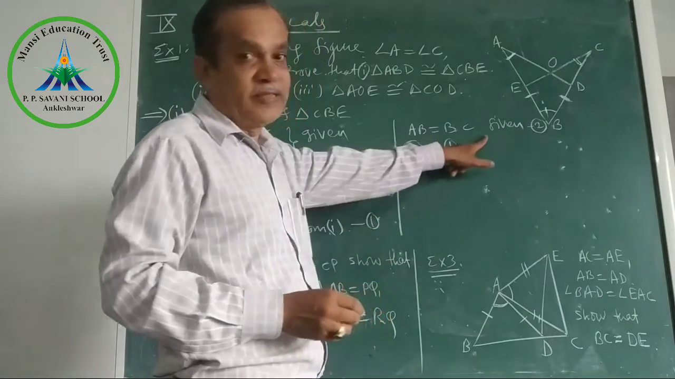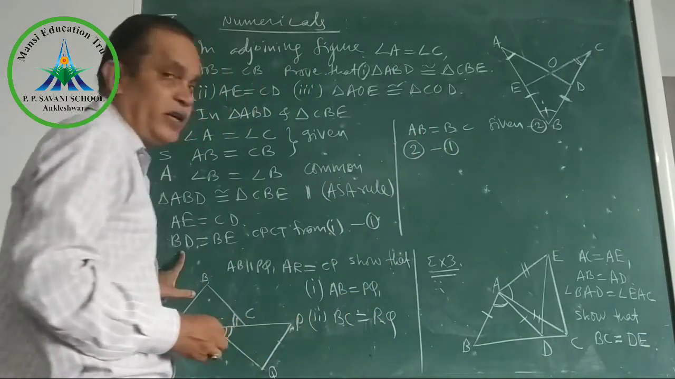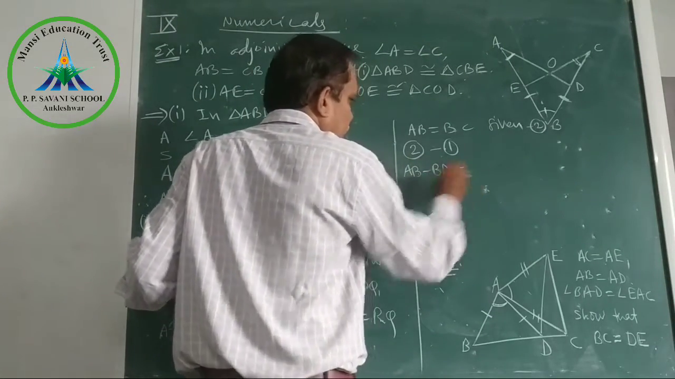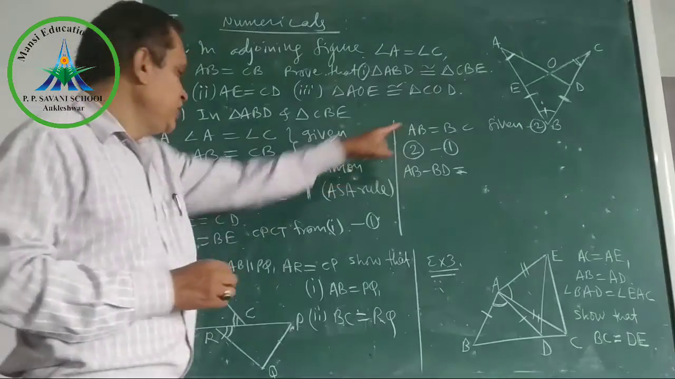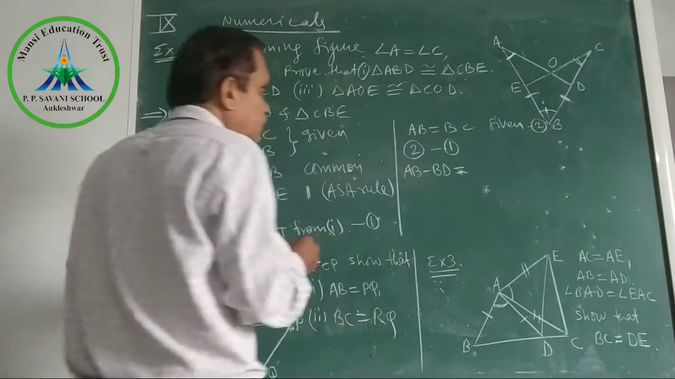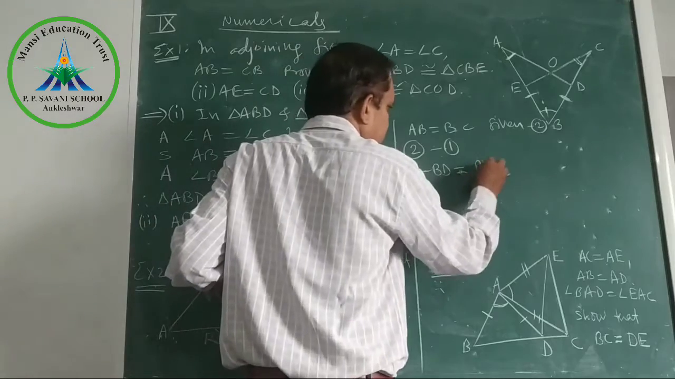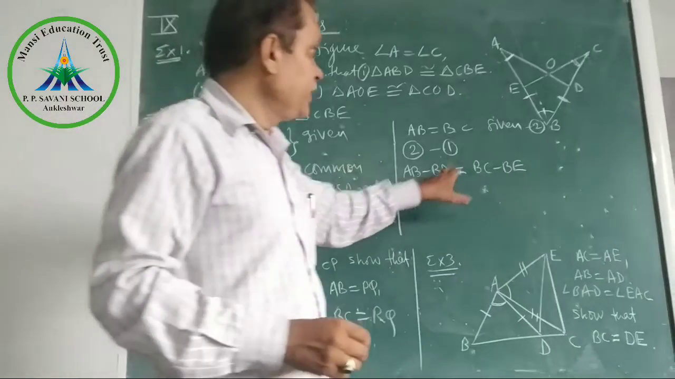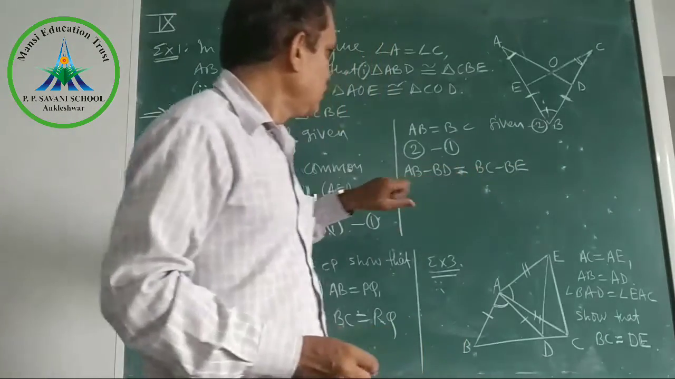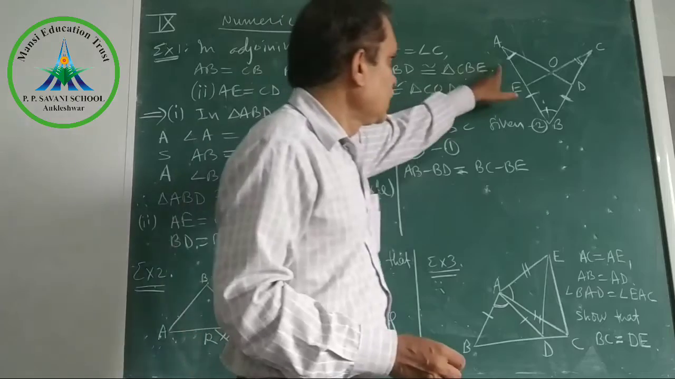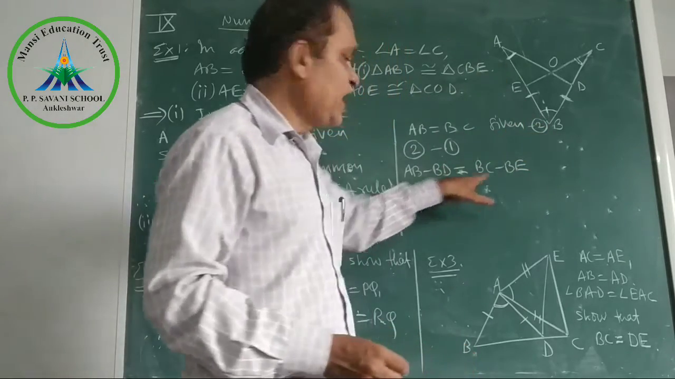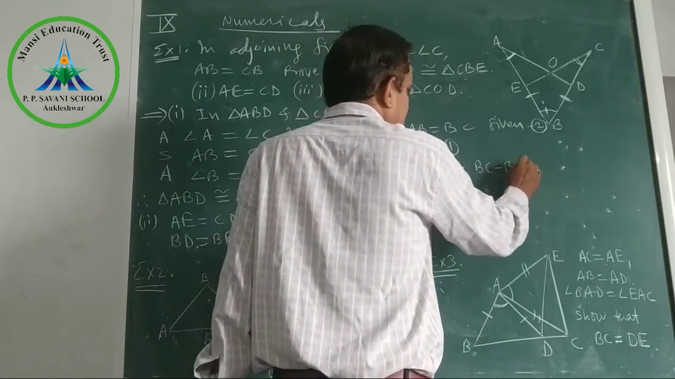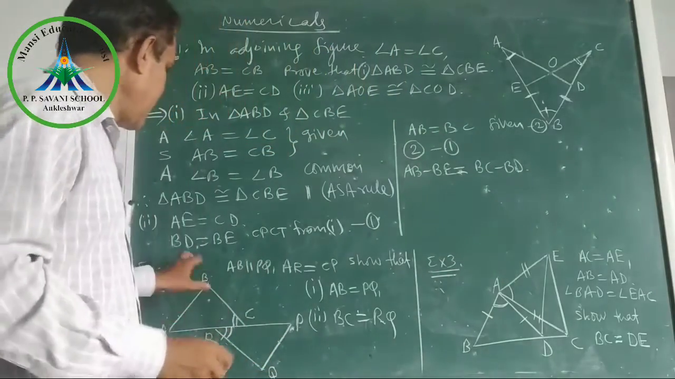Subtract first from second. So AB minus BD equal to BC minus BE. Now see, AB minus BD, or we can write, because BD and BE are equal, AB minus BE and BC minus BD, because they are equal.